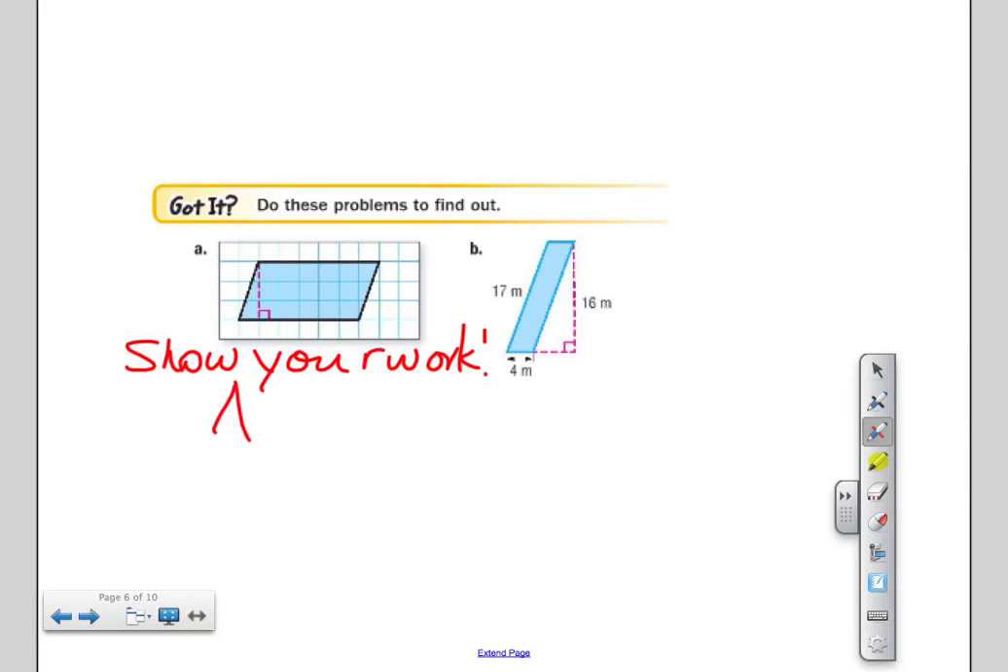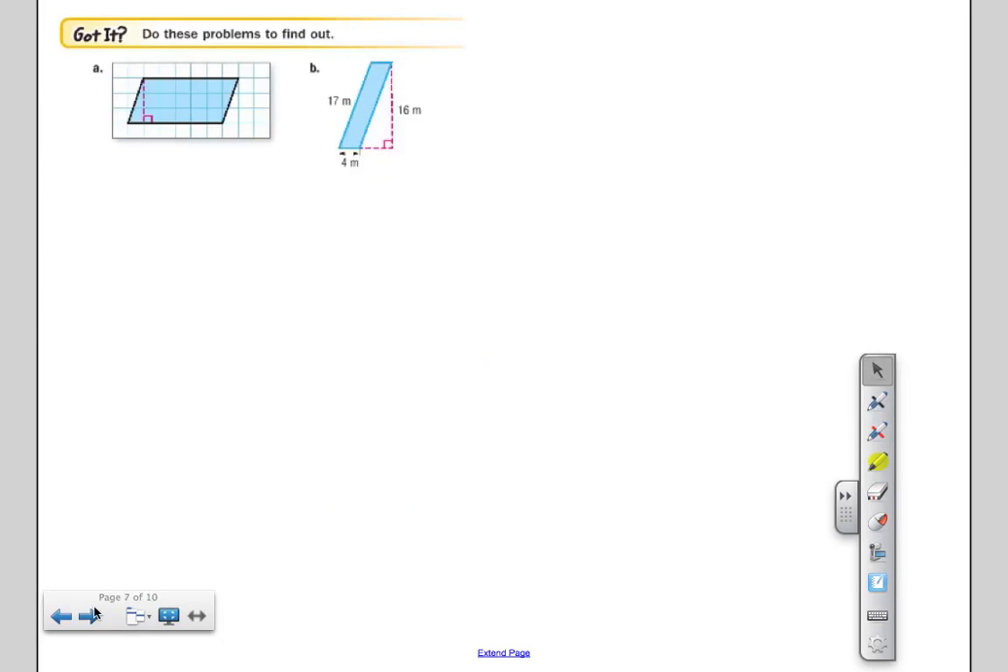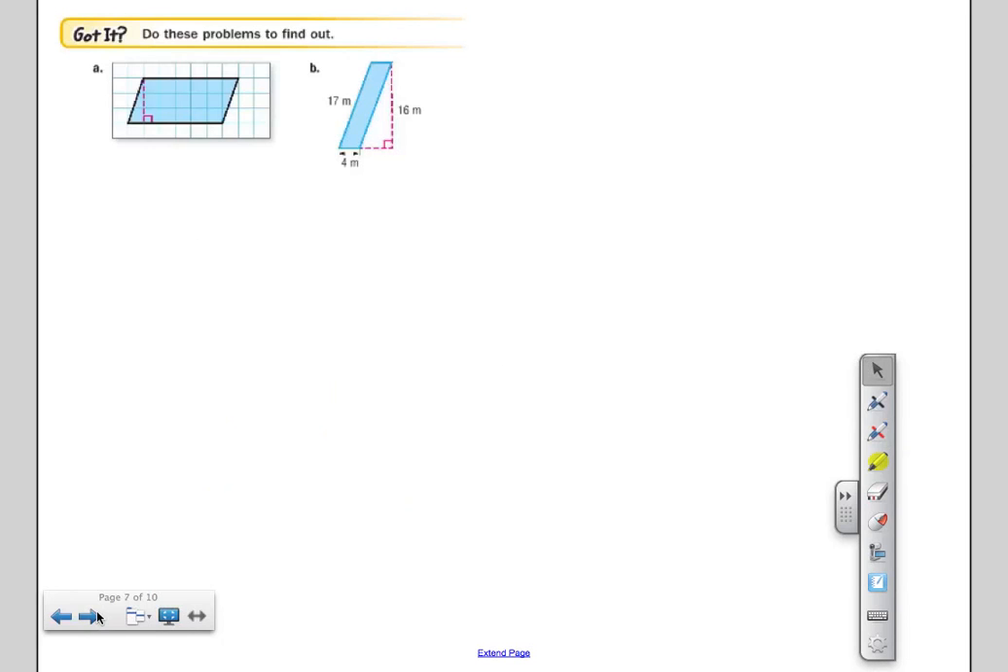Okay, what does that mean? First thing I do is write A equals base times height. So what's my area? Then I'll substitute in whatever the base is, some number, times some number, and I'll get an answer and a unit. Okay? Show your work, guys. Oops, do we have 2 of those slides? We do. Well, ignore that one.